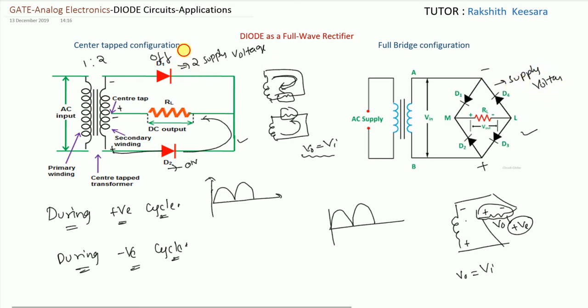So it is less costly. So the full bridge configuration is preferred. We don't prefer the center tapped configuration. So the result of both configurations is the same, a full wave rectified output. Next we'll analyze the ripple factor.